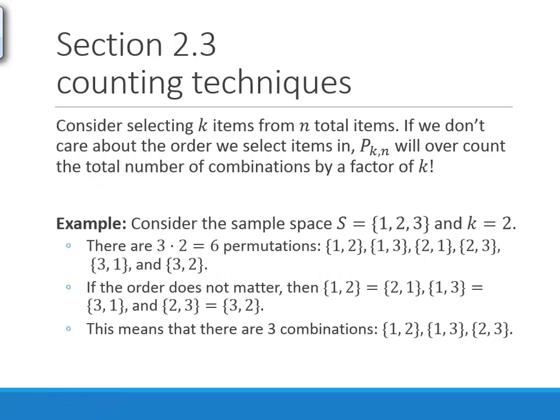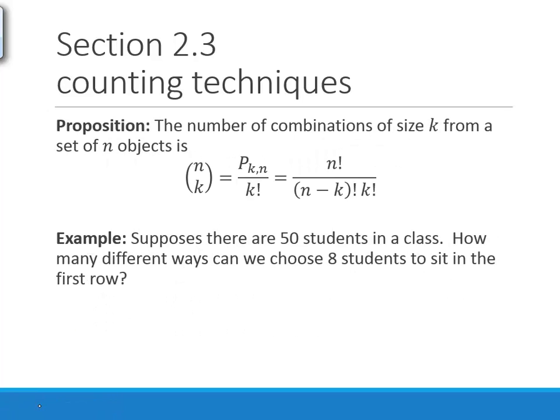So if our sample space is just 1, 2, 3, and we want to choose 2 items out of that, again, we know we have 6 permutations. 3 choices for the first one, 2 choices for the second one, 3 times 2 equals 6. And there they are. However, if order does not matter, then 1, 2 is the same as 2, 1, and the same for those other pairs. So I just have 3 combinations, 3 different unordered sets. To give you the intuition there.